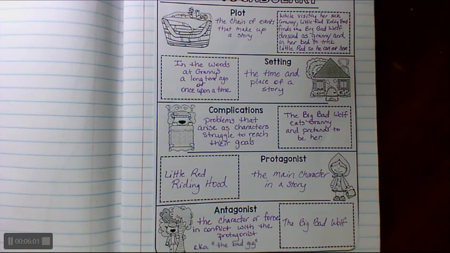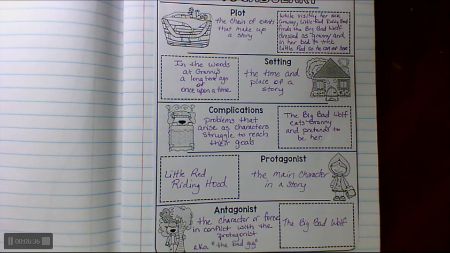And then I used the fancy word just a second ago, protagonist. It's the main character in a story. In the case of Little Red Riding Hood, she is the protagonist of the story. And so then the antagonist is the character or force in conflict with the protagonist, or AKA the bad guy. So in Little Red Riding Hood, the antagonist is the big bad wolf. So you can remember protagonist, good guy, antagonist, bad guy.